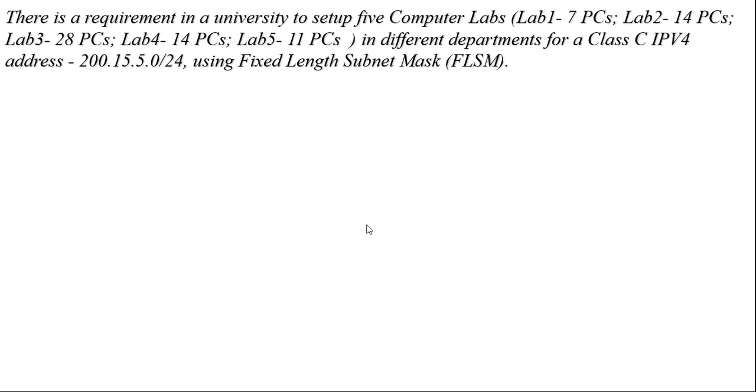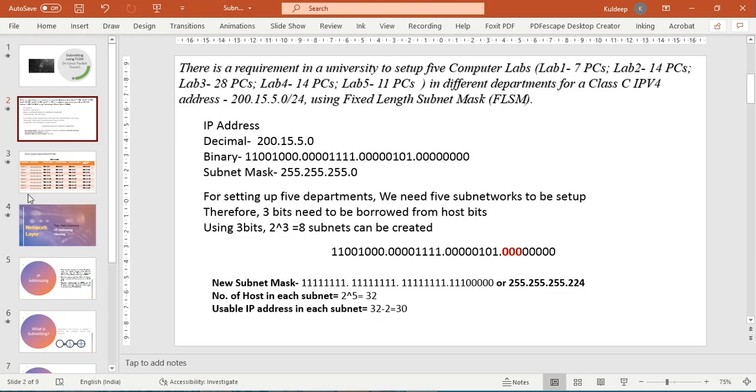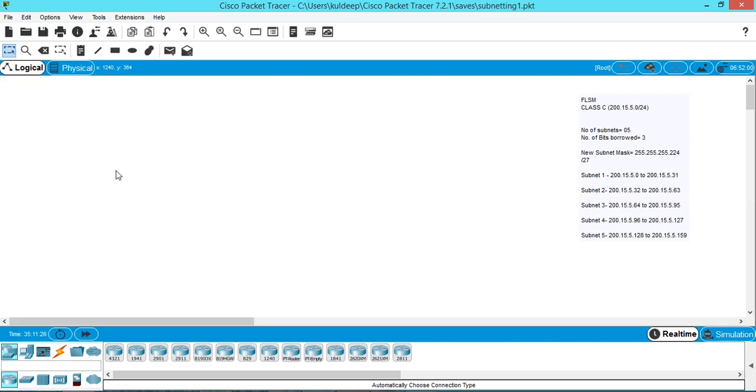In this video we have solved this question wherein in a university 5 computer labs need to be set up using a class C IP address. This IP address is given and the fixed length subnet mask method needs to be used, right? So let's move to Cisco Packet Tracer, and here I will create the network first.